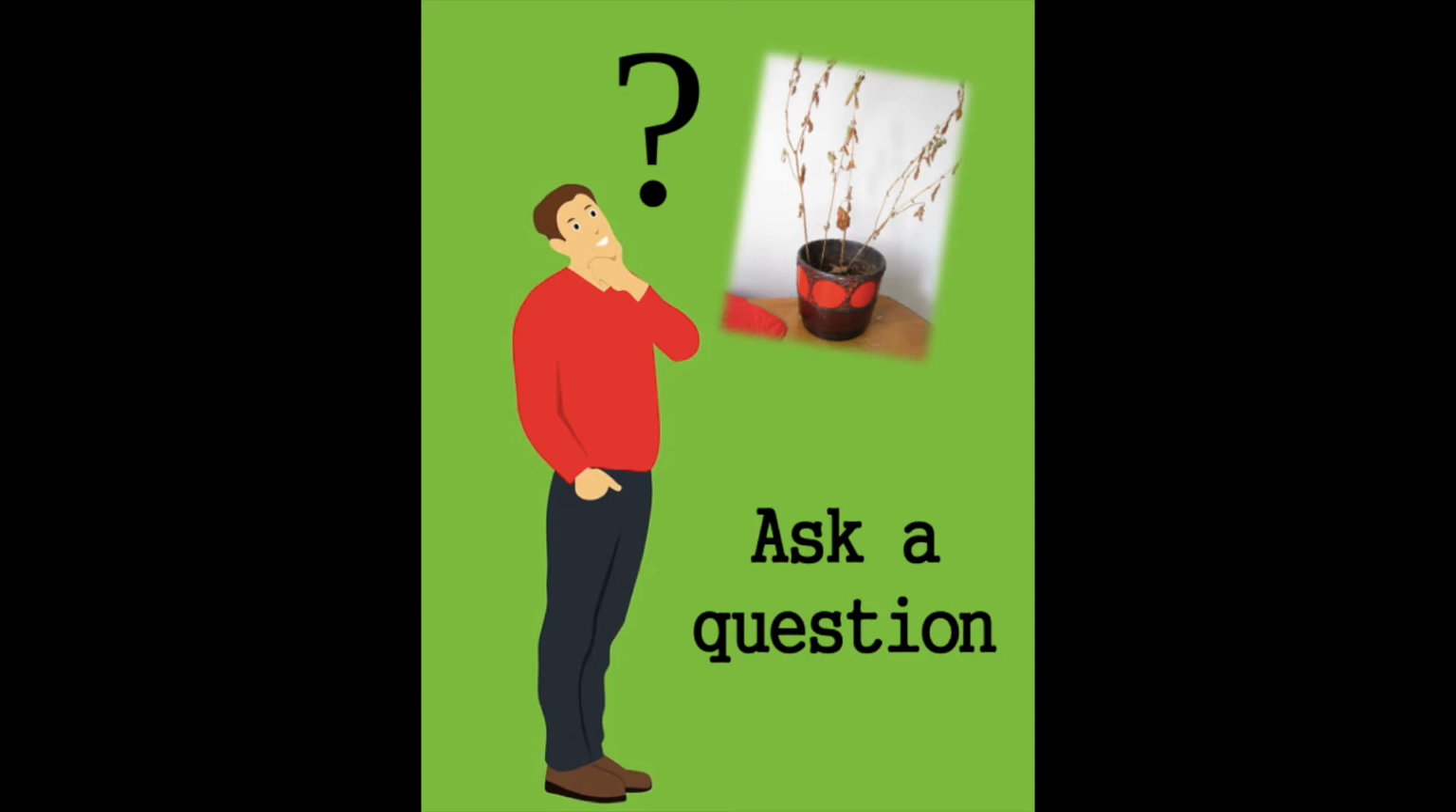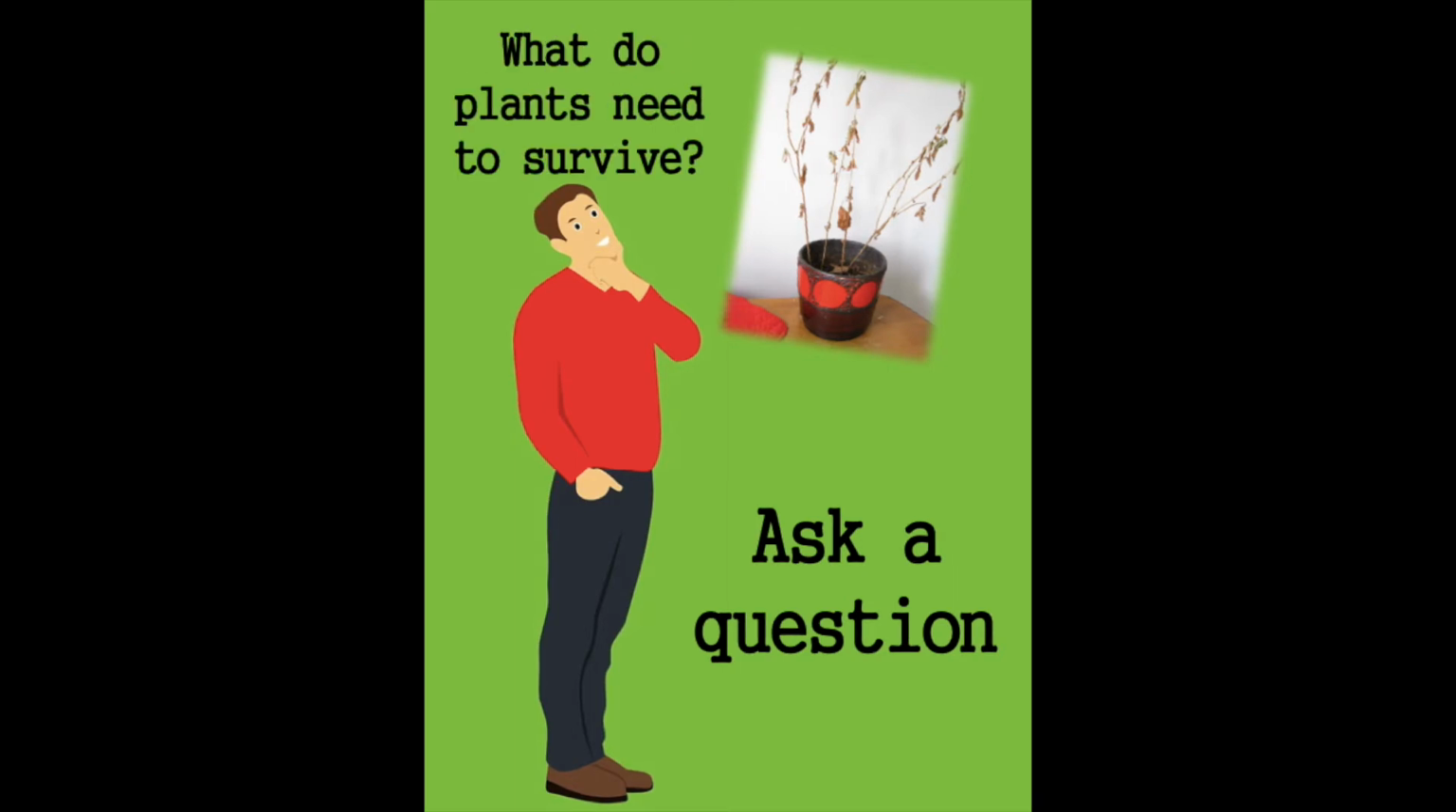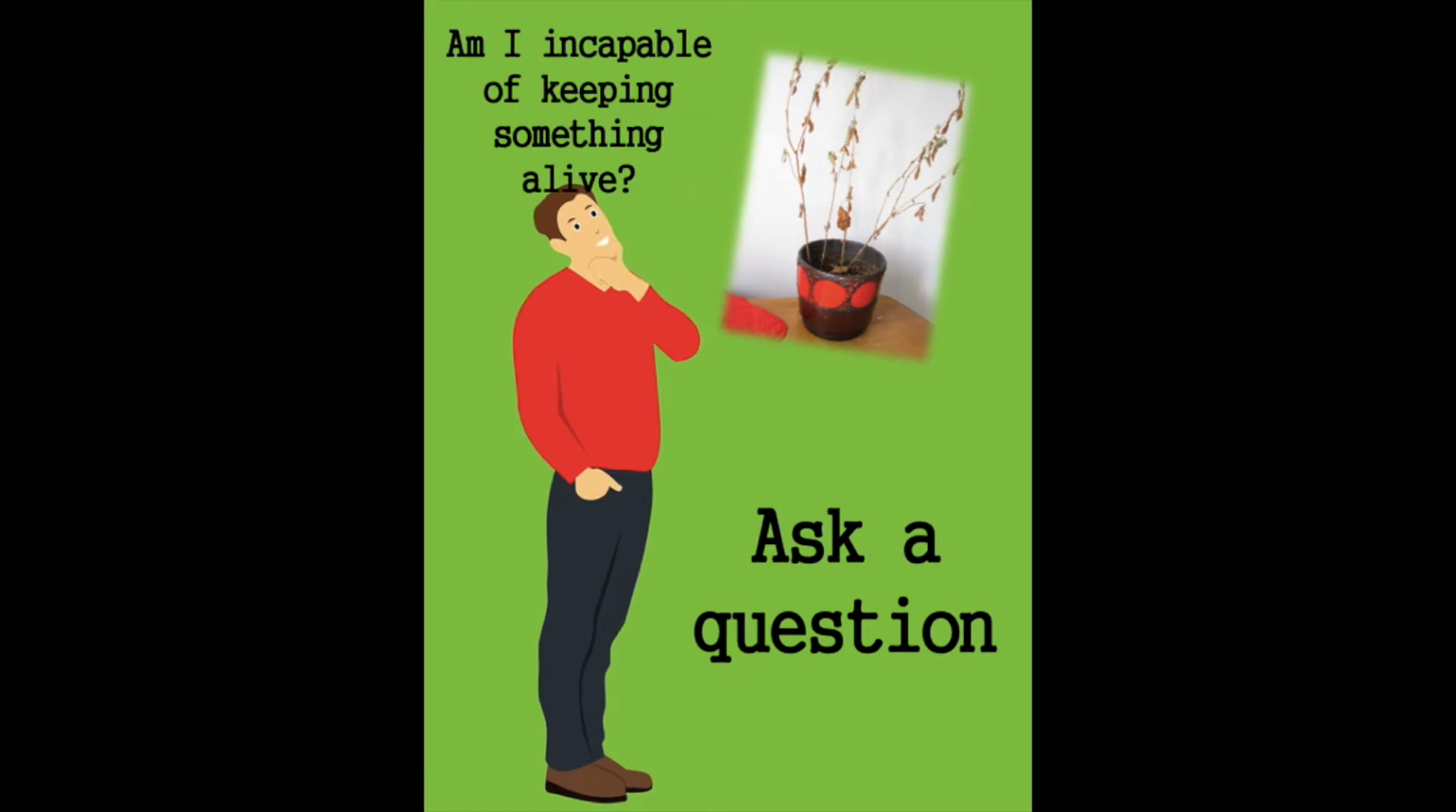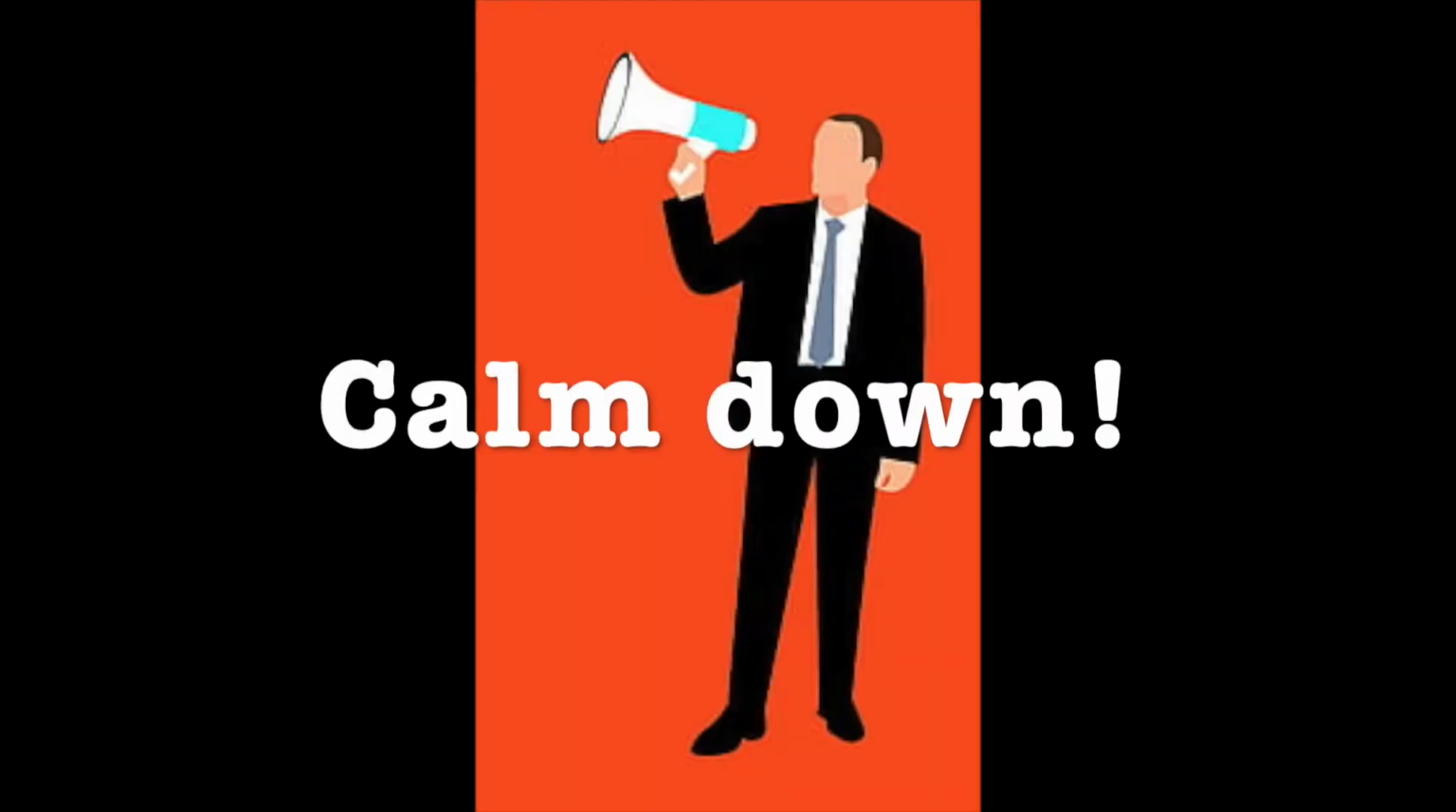The first step is to ask a question, or maybe a few questions. Why did my plant die? What do plants need to survive? Am I incapable of keeping something alive? Am I destined for a lifetime of loneliness? Calm down. Let's narrow it down. It's best to try to focus on one or two testable questions.